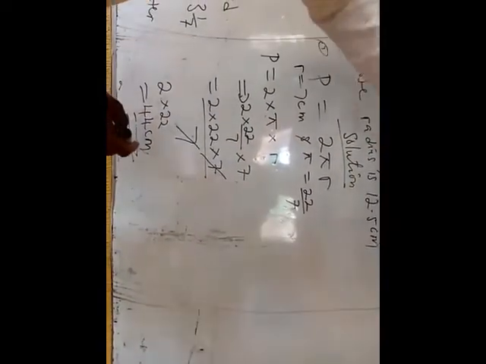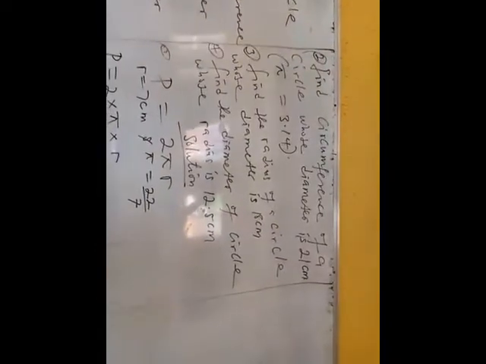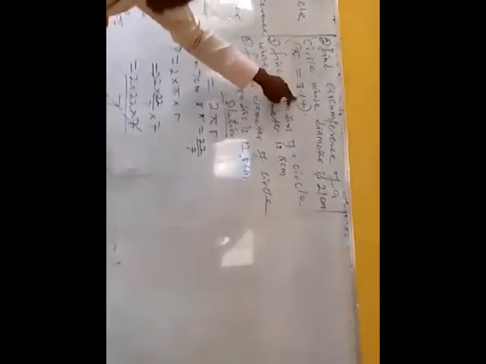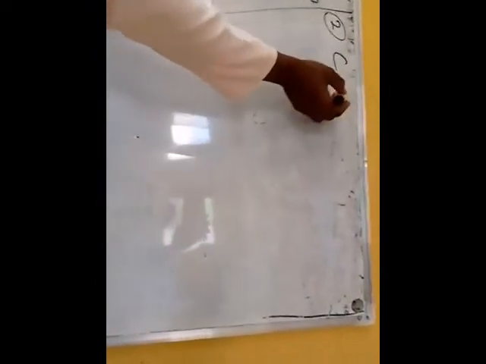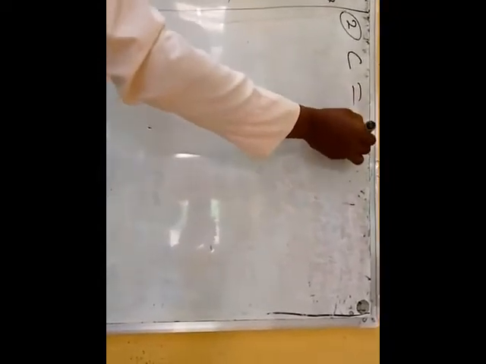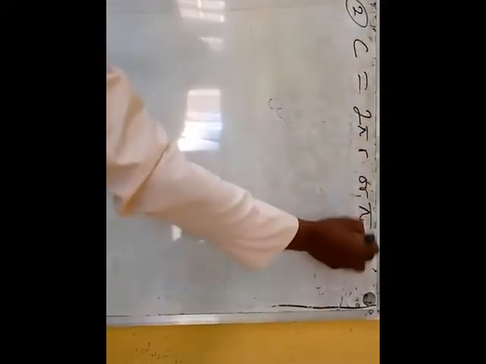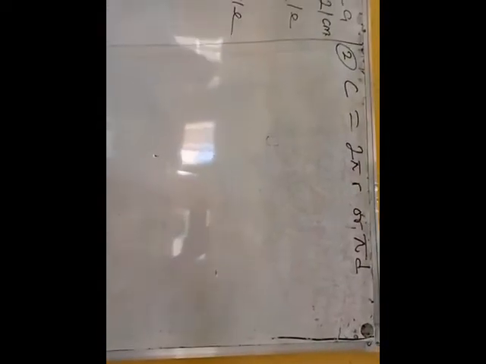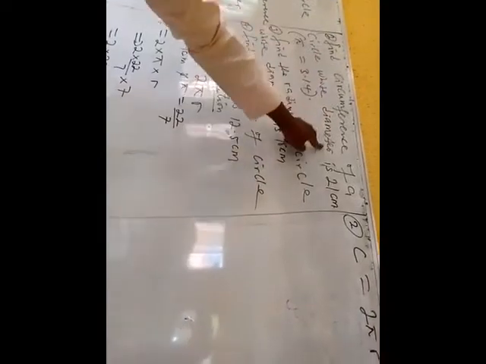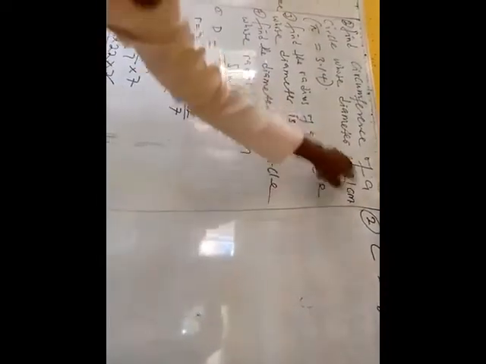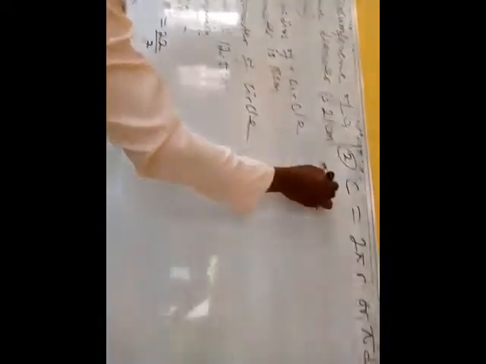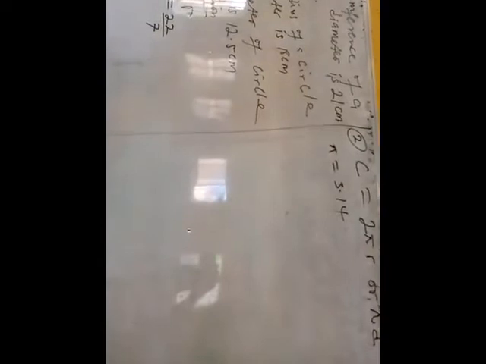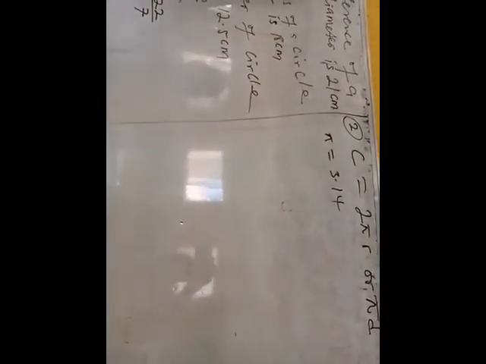Question 2. Find the circumference of a circle whose diameter is 21 centimeter. Pi is 3.142. Now, circumference or perimeter is equal to 2 pi r or pi d. Here, we don't have r. We can also apply this formula. By the time we divide 21 by 2, whatever you have becomes the r. But now, since we have d here, diameter is d. And pi is given as 3.14. I'm not mistaken in the question. Yes, 3.14.